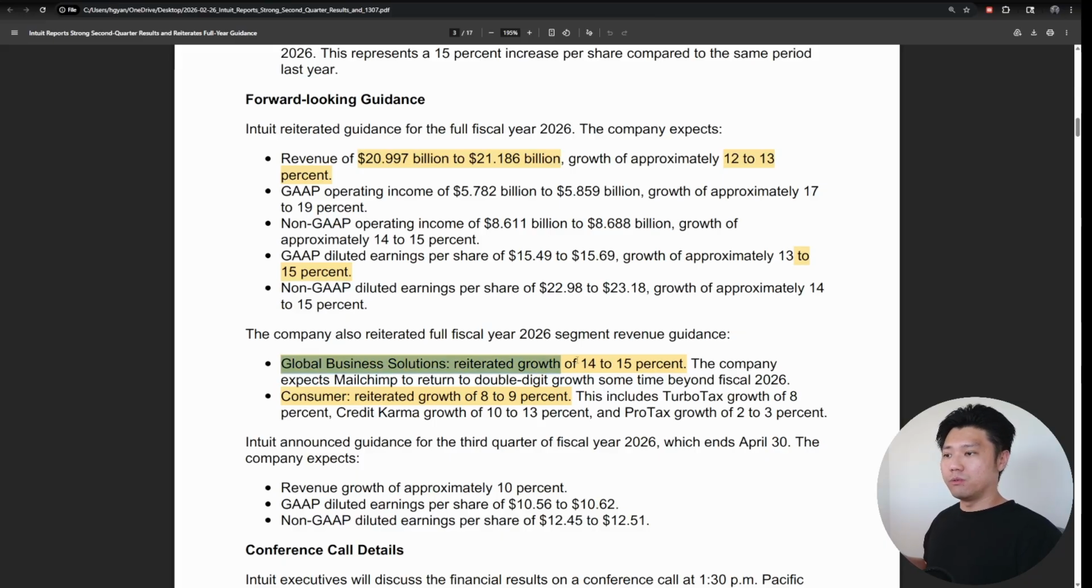For Global Solutions, it's 14 to 15%. This is the big chunk of the market. And for the consumer, it says only high single digit, 8 to 9%, which is underwhelming. Nevertheless, I think again they are sandbagging this.